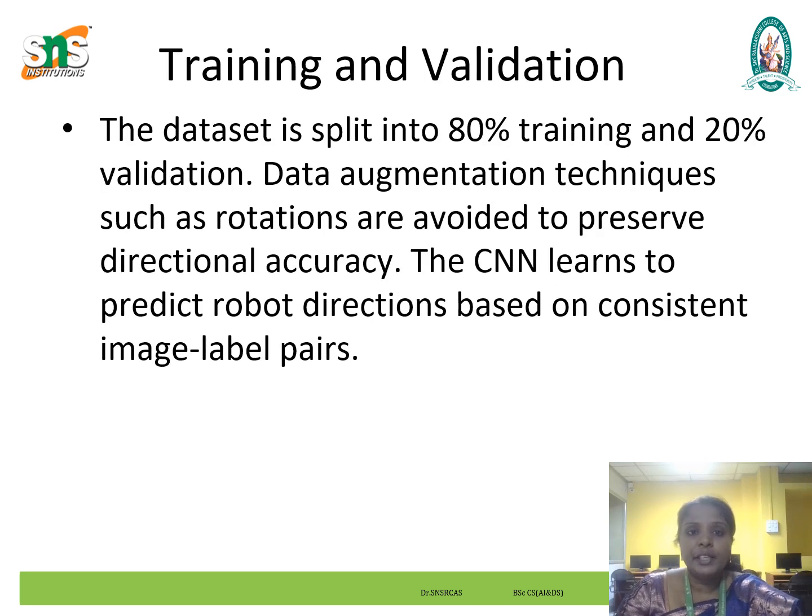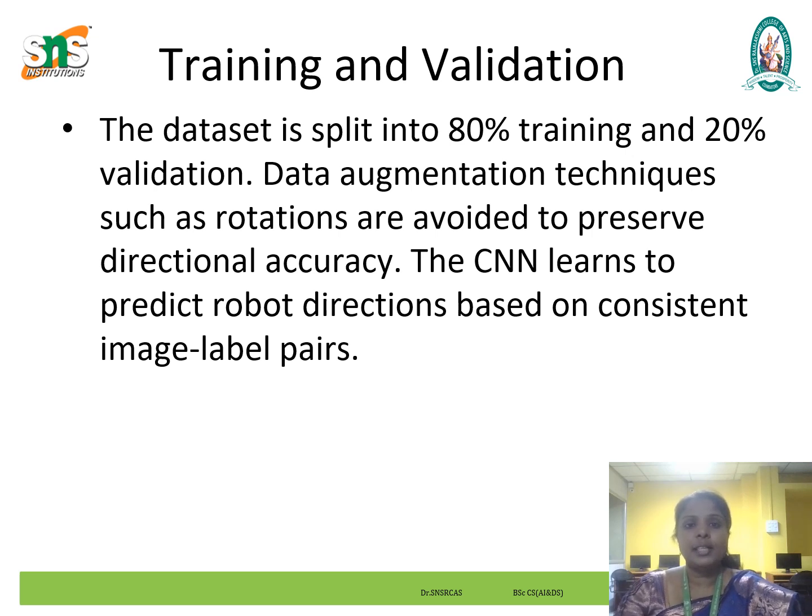Training and validation are crucial steps in building a reliable and accurate CNN, that is a convolutional neural network, for predicting robot directions. The dataset is divided into two parts: 80% for training and 20% for validation. The training set is used to teach the CNN how to map input images to the correct directional labels. Correct direction means forward, left or right. These are all the directional labels.